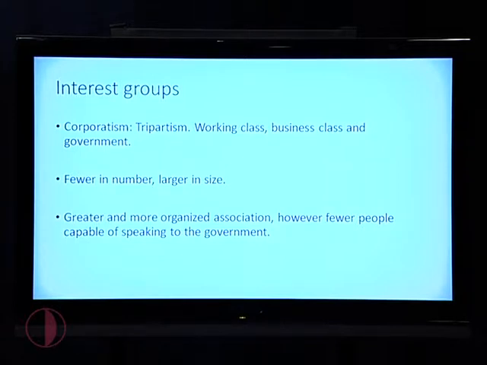In the corporatist system, dear friends, there is a tripartite model. So the business class is represented, the labor class is represented, and the government is represented. So this is the tripartite model that is dominant in corporatism: the government, the business, and the working class. In other words, employees, employers, and the government.